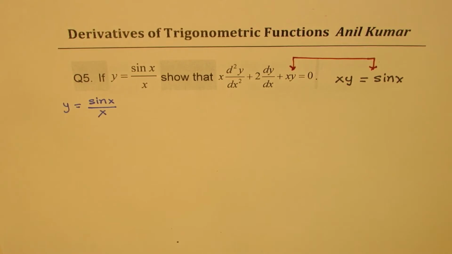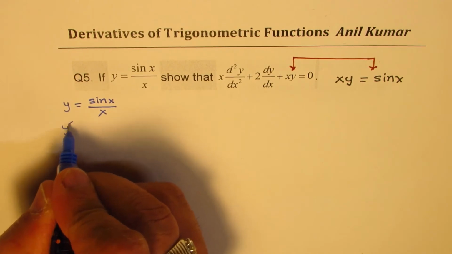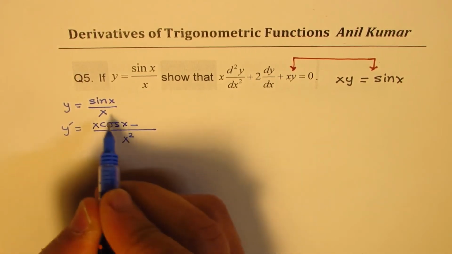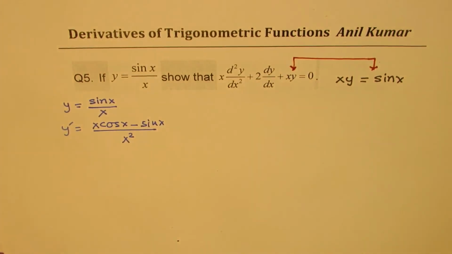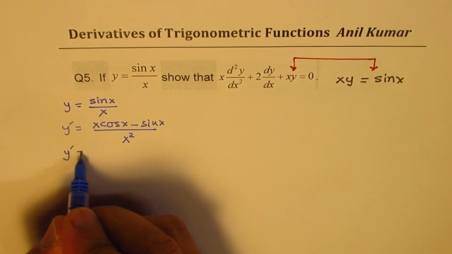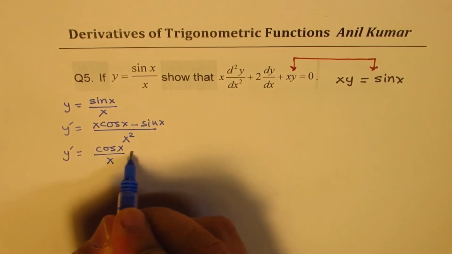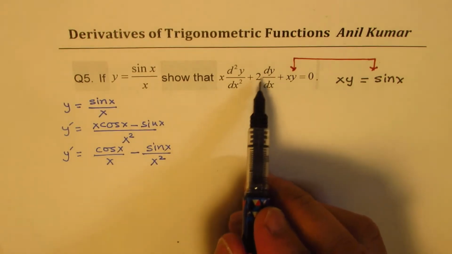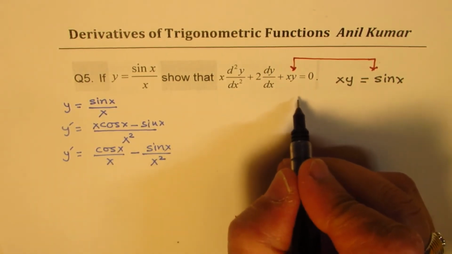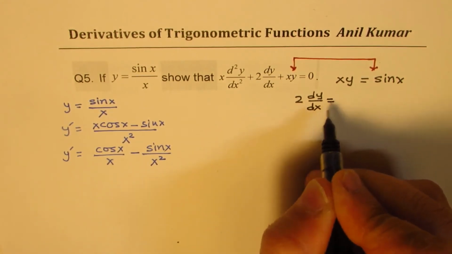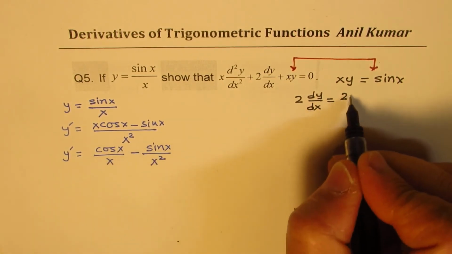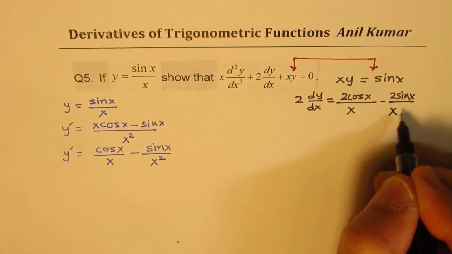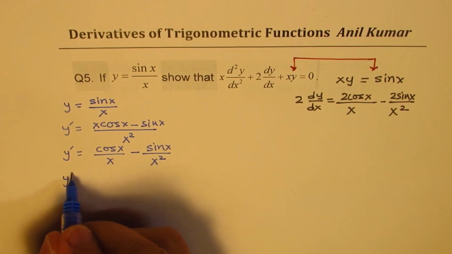Now let's move on. Find the derivative. First derivative, right? So y dash is equal to the denominator squared, derivative of sin x times x, so I could write this as x cos x, minus the derivative of x, which is 1, so we get sin x. So that is the first derivative, which I could also write as cos x over x minus sin x over x squared. Correct. So on the right side, I will write what is 2 times dy dx. So 2 times dy dx is 2 cos x over x minus 2 sin x over x squared, correct? Now let's find the second derivative.